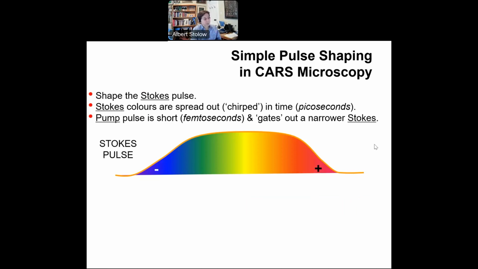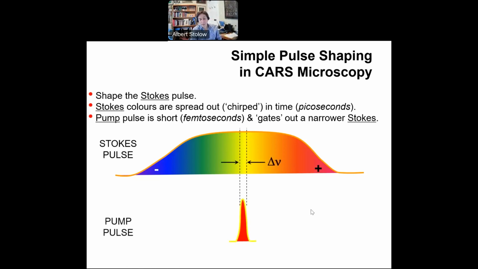So let me do something simple here. I'm going to chirp one of the laser pulses. Let's say, remember there's two laser pulses, a green and a yellow. I'm going to take one of them. I'm going to stretch it out in time. Here I've stretched it out. So I've chirped it. So you can see that the frequency is changing linearly as a function of time. The red colors are here and the blue colors are there. But I'm going to keep the other laser pulse short.